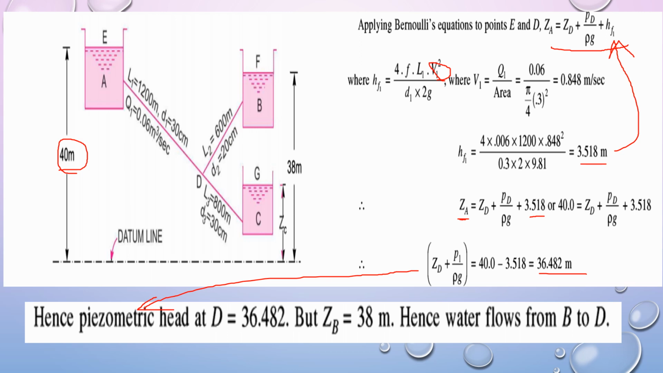An important thing to note here is that the height here is 36.482, but ZB is at a height of 38 meters. So water will flow from higher energy level to lower energy level. From the reservoir A to D, the flow is like this, and once it reaches the junction, since the junction is at a height of 36.482 meters and ZB is at a height of 38 meters, the water will flow from higher energy to lower energy. So the flow is like this from B to D. Hence we can write that water flows from B to D.